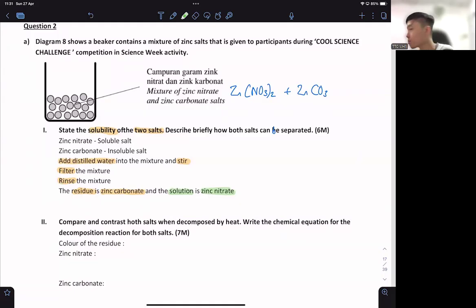Very simple, just like how you filter the Maggi mee from the water if you want to have dry noodles. Same thing.